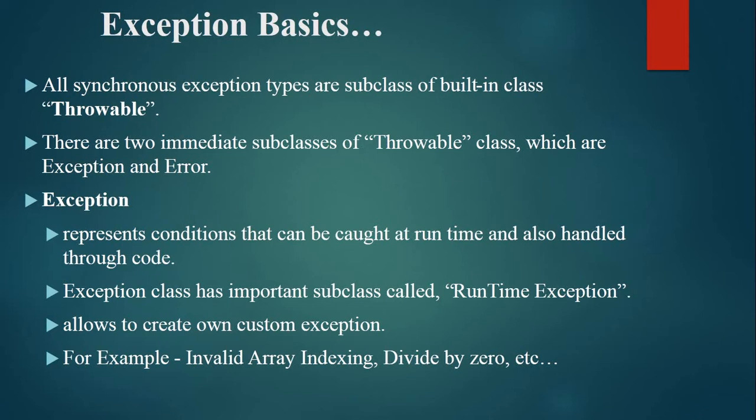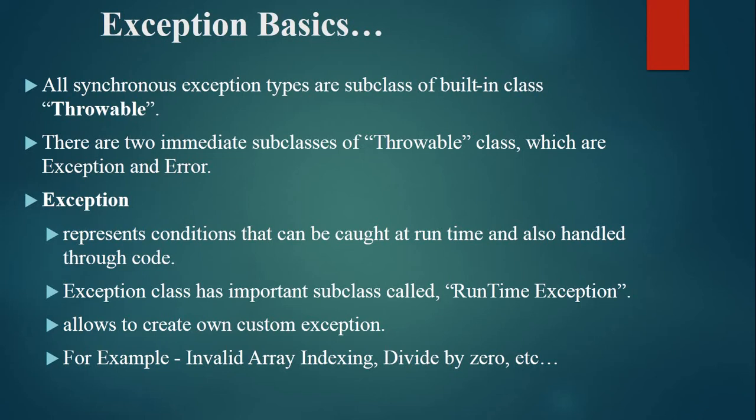All synchronous exception types are subclasses of the built-in class Throwable. So our main class for exceptions, our superclass for exceptions, is Throwable. The Throwable class has two subclasses. The first subclass is Exception and the other subclass is Error. The Exception subclass represents conditions that can be caught at runtime and also handled through code. The Exception class has an important subclass called RuntimeException.